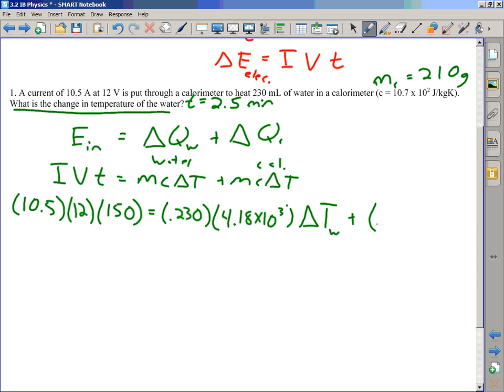210 grams. Specific heat of the calorimeter. You have to know the specific heat of the calorimeter before you even get started here. Okay, so I set it at 10.7 times 10 to the second.